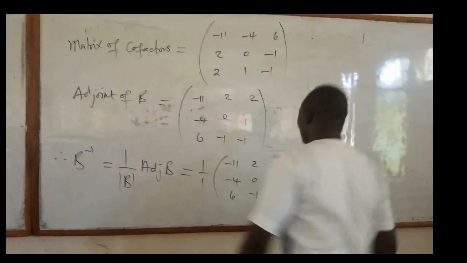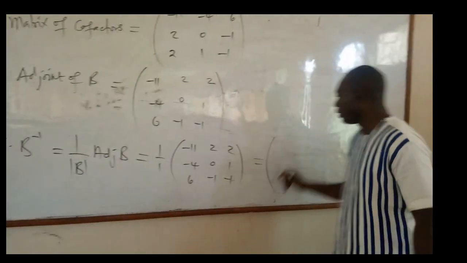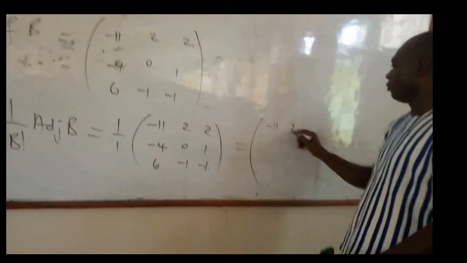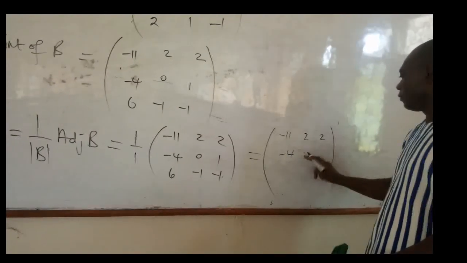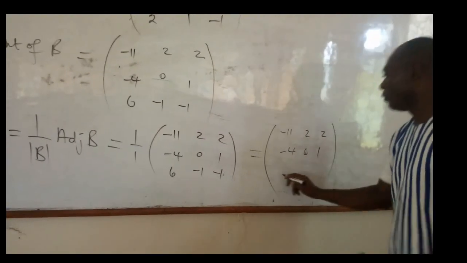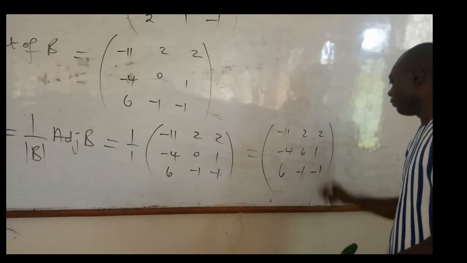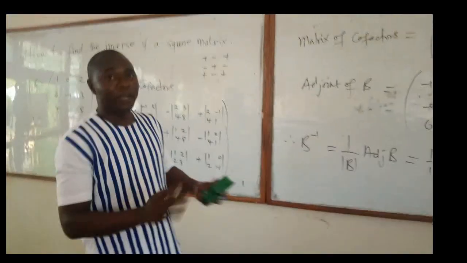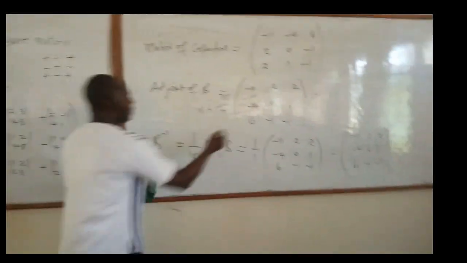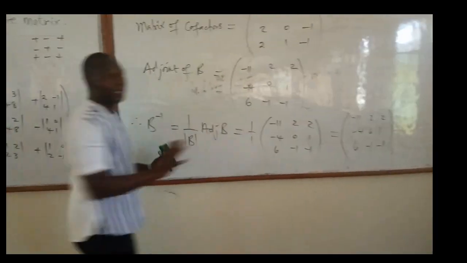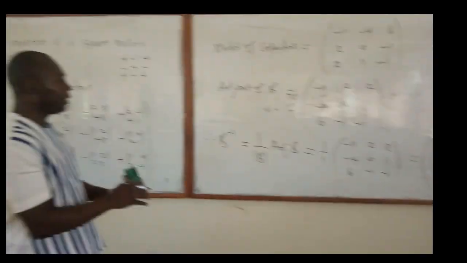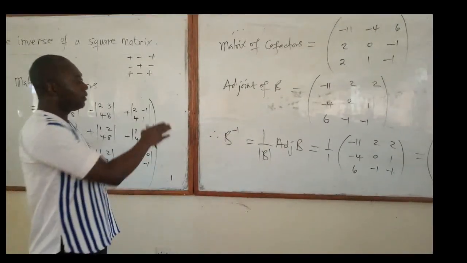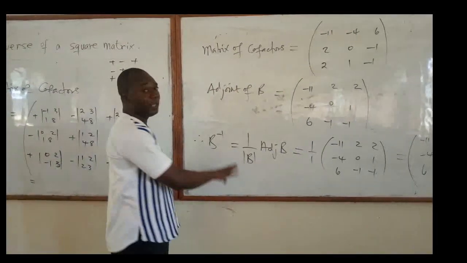And because this is 1, we are going to get the same thing: negative 11, 2, 2, negative 4, 0, 1, 6, negative 1, negative 1. So basically, this is how the inverse of a square matrix is obtained. You find the determinant, you find the adjoint, and then you say 1 over the determinant times the adjoint.